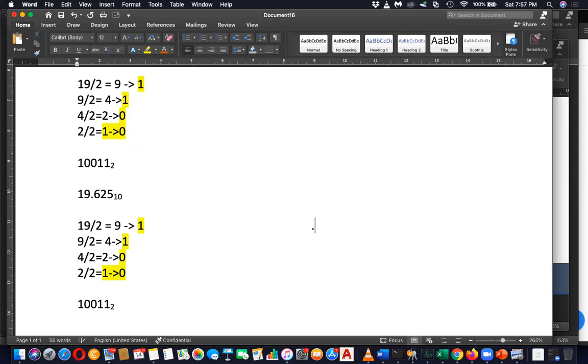You have to write 0.625 separately. Then multiply it by 2.